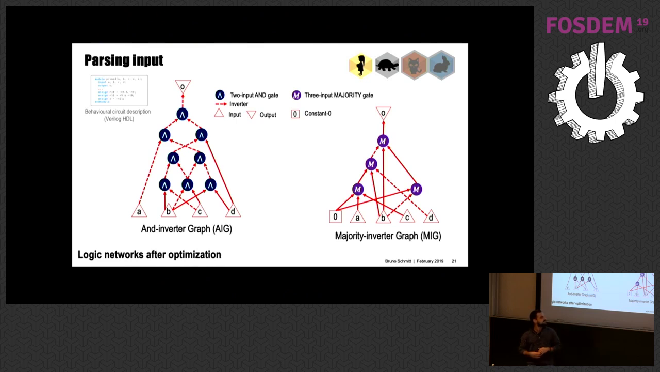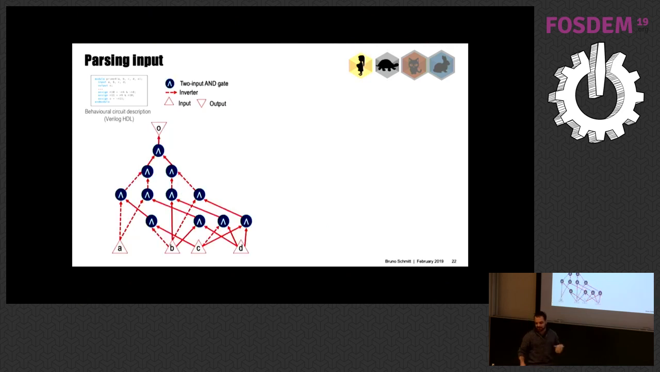You can also use the majority-inverter graph representation that you have on the right, where the main difference is that the nodes are three-input majority gates. It also has this constant zero node, which is also present in the AIG, but as I didn't need it here, I omit it, and I will be omitting it for the rest of the presentation. But these are logic networks after optimization. Actually, when we read them directly, they look much messier, and they would not fit in this slide. The AIG actually does. So when we first read the Verilog, this is the and-inverter graph that represents the logic of the prime 4 input.